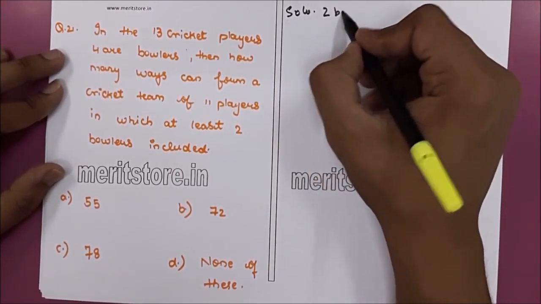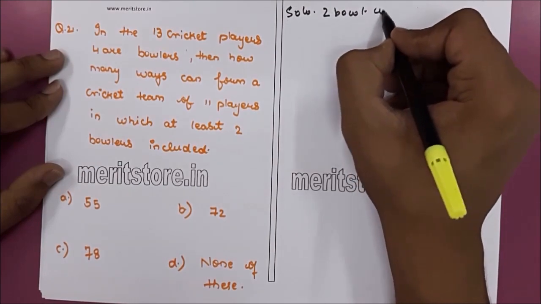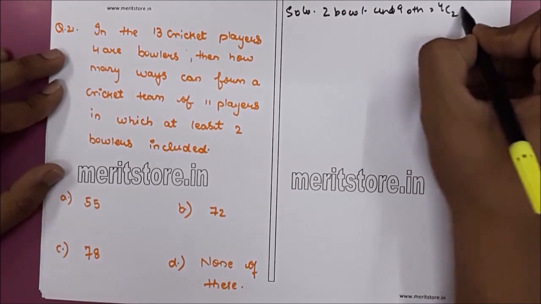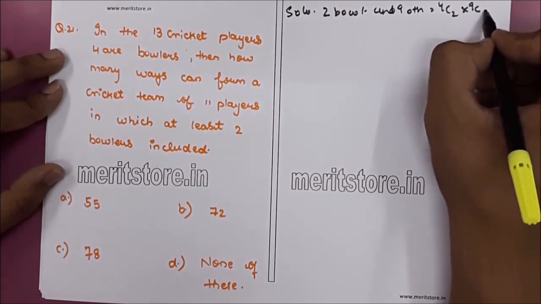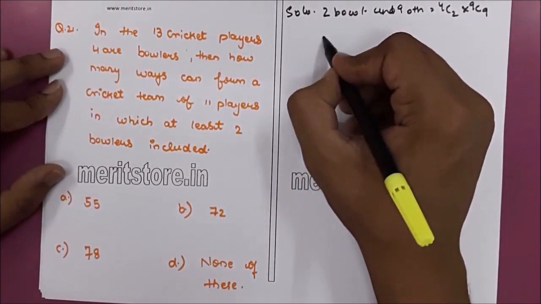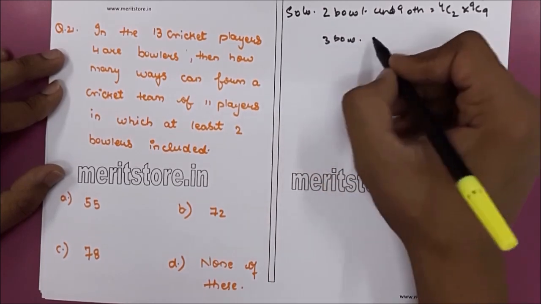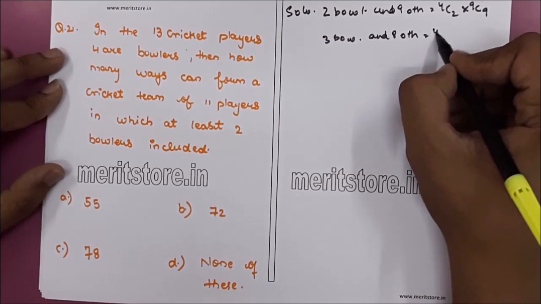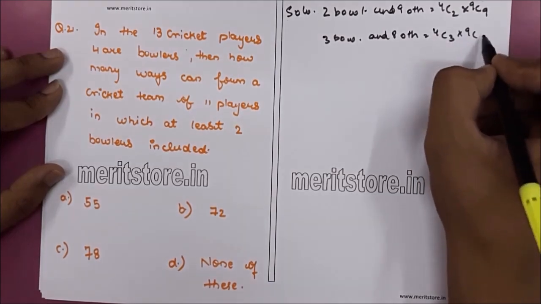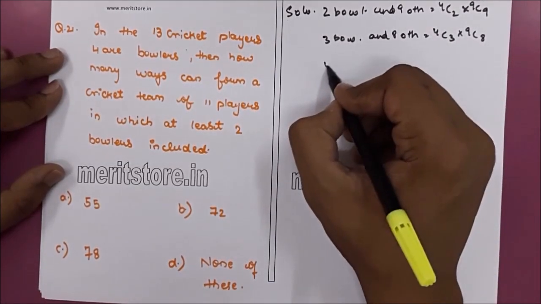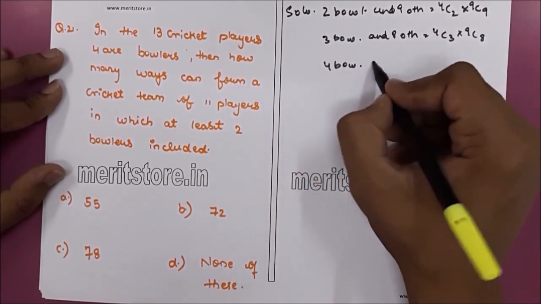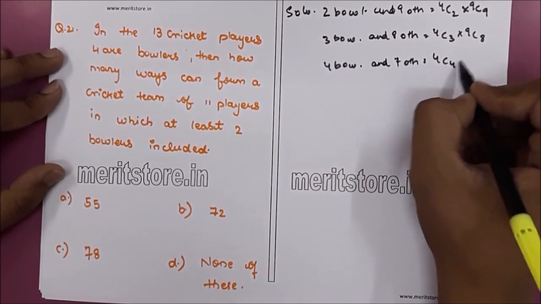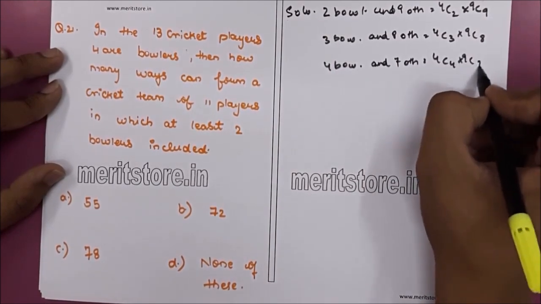2 bowlers and 9 other players is equal to 4C2 into 9C9. 3 bowlers and 8 other players is equal to 4C3 into 9C8. 4 bowlers and 7 other players is equal to 4C4 into 9C7.